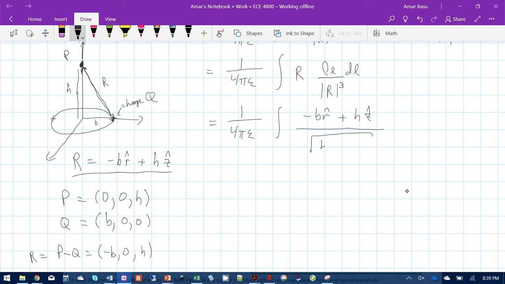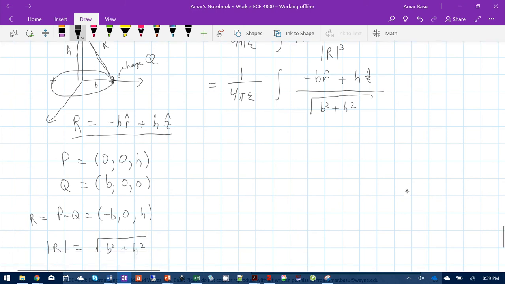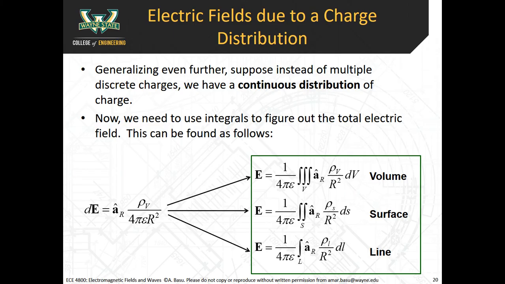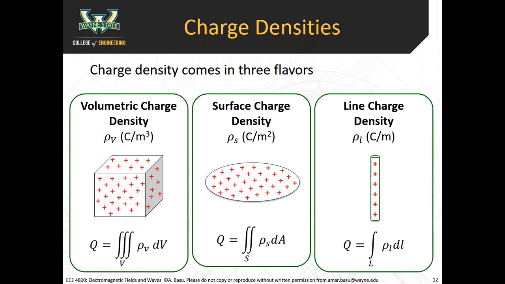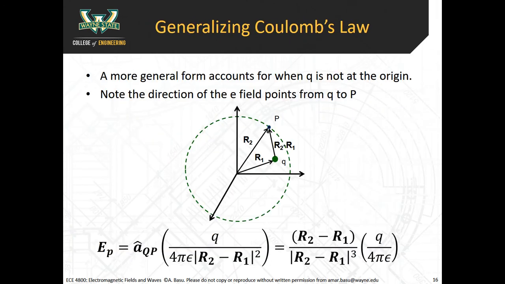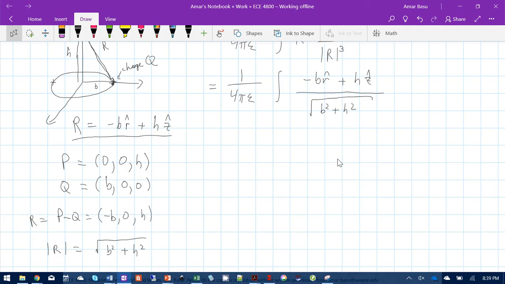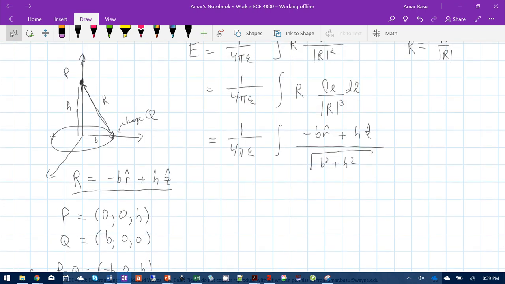Yes? R is a vector. That's right. I'm glad you asked these questions because they're probably things that other students are wondering as well. When we were generalizing Coulomb's law, the way to find that vector between P and Q was just to subtract the coordinates of Q from the coordinates of P. And that works in any coordinate system.